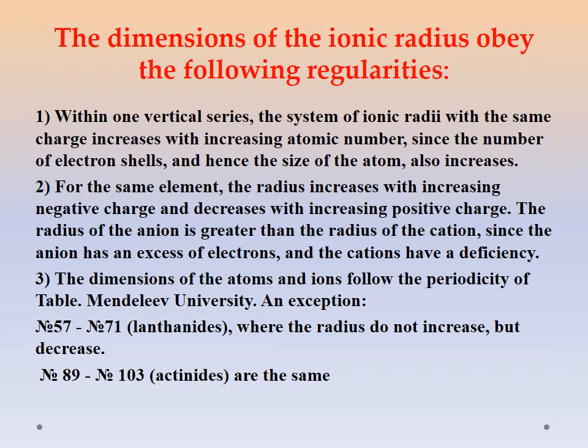The third: the size of atoms and ions follows the periodicity of the Mendeleev table, or periodic table. The exception is the elements with numbers 57 to 71, the lanthanides, where the radii don't increase but decrease, and the family of elements with numbers 89 to 103, the actinides, is the same. In conclusion, we can say that the effective radius of the ion depends on atomic number and degree of ionization.